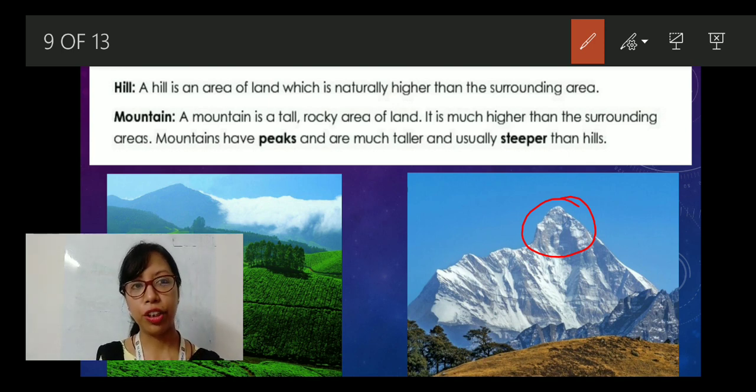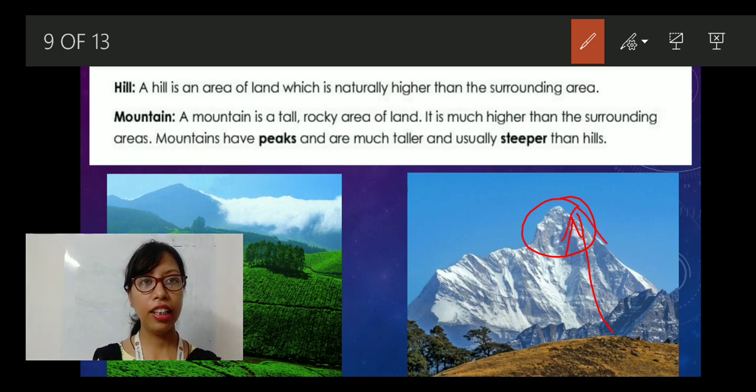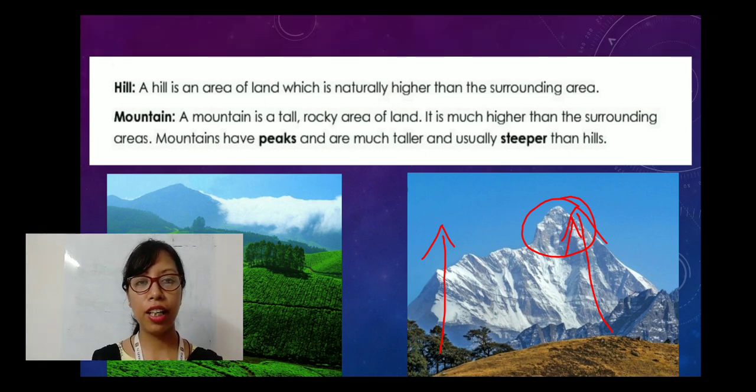A hill is very smooth, but mountains are not smooth. They are very steep. They are very straight, right? And they are much taller. As you can see, they are much taller than the ground, right? The hills are not that much higher, but the mountains are much higher than the ground. So these are the differences between hill and mountain.